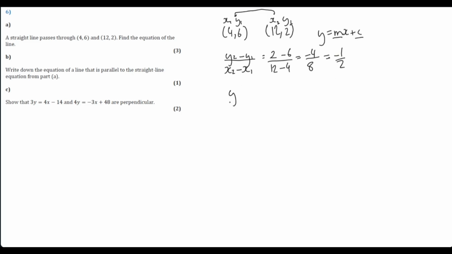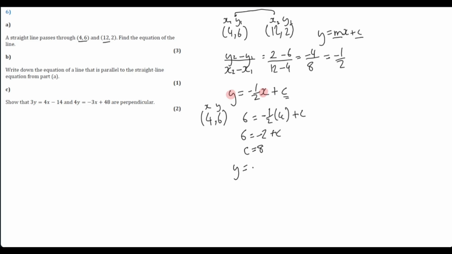So now that I have the gradient, I can plug it in: y equals negative half x plus c. And in order to find c, I need to substitute in y and x values. Now remember, it's going through two different points, (4, 6) and (12, 2), which means I can sub in either of these. I'm going to choose (4, 6). So y is 6, x is 4. Now let's see what happens. 6 equals negative 2 plus c, so c must be 8. Now that I have the two values that I need, I can just plug these in, and that'll be the final answer for A.